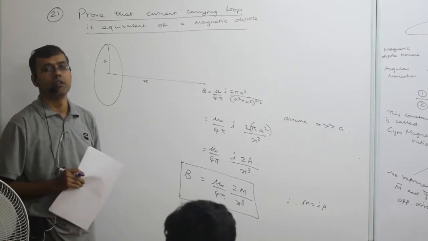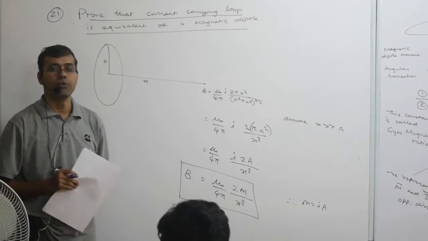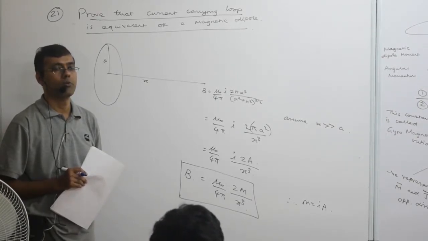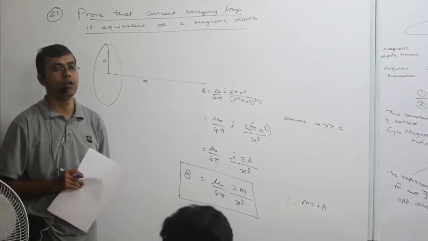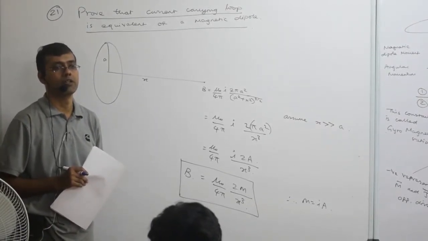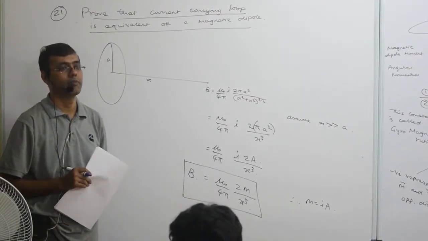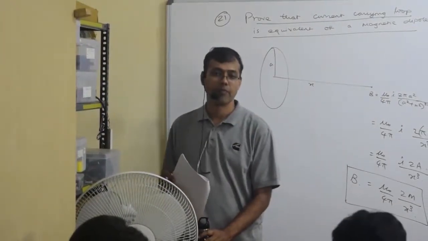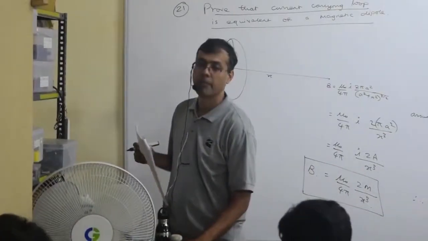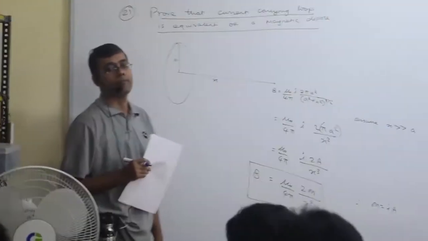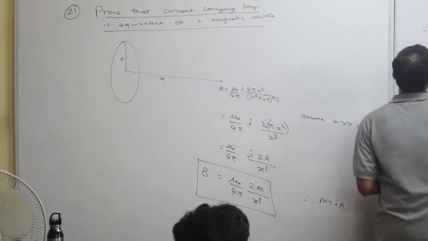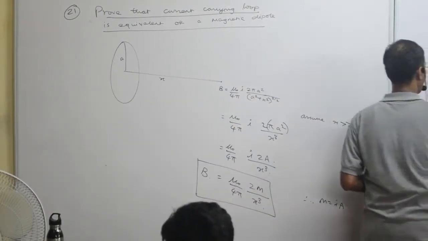Anybody remember the electric field due to electric dipole on its axis? One by 4 pi epsilon naught 2p by r cube. Anybody remember that? It is a long derivation, right? So looks like nobody remembers. We did some derivation earlier in the first chapter.